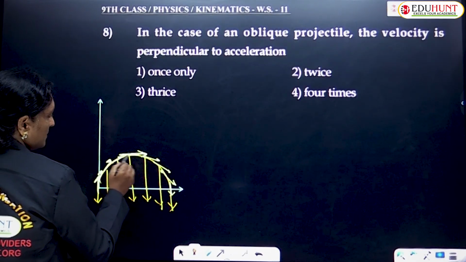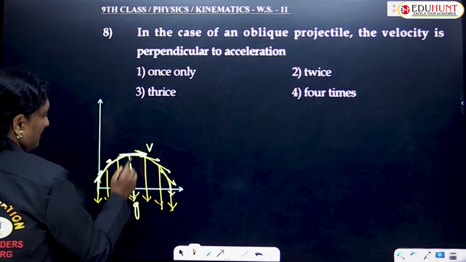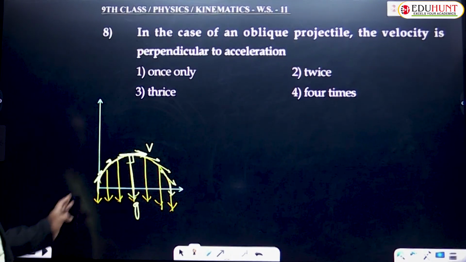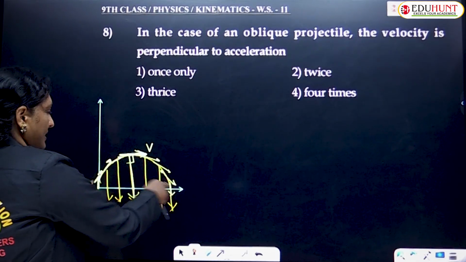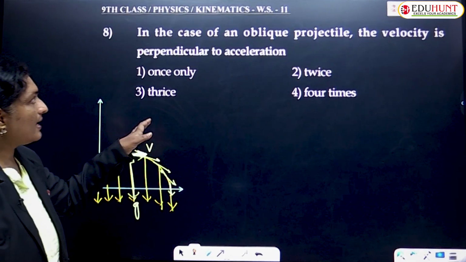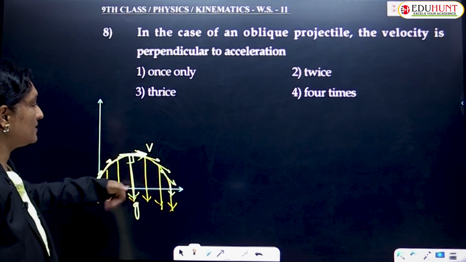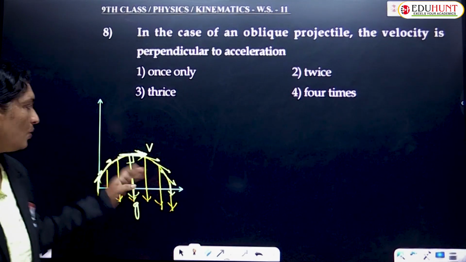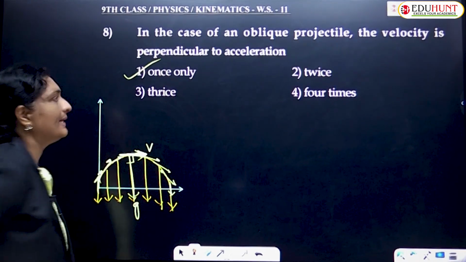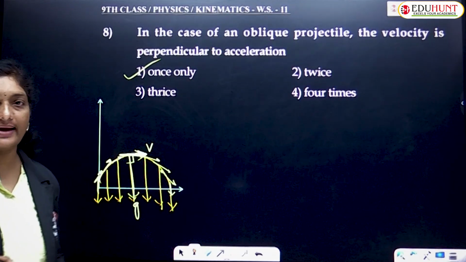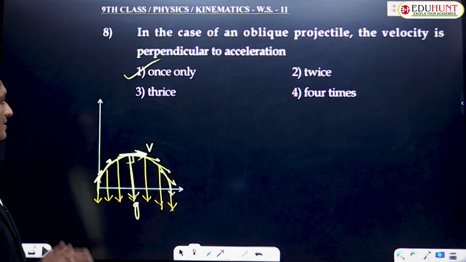But if you observe at the highest point, this velocity vector is perpendicular to the acceleration. Throughout its journey, elsewhere it is parallel or anti-parallel, but here it is perpendicular. What they're asking is, in the case of an oblique projectile, the velocity is perpendicular to acceleration. How many times? Only one particular time, that is at the highest point. So once only. Parallel means twice. Perpendicular means only once.